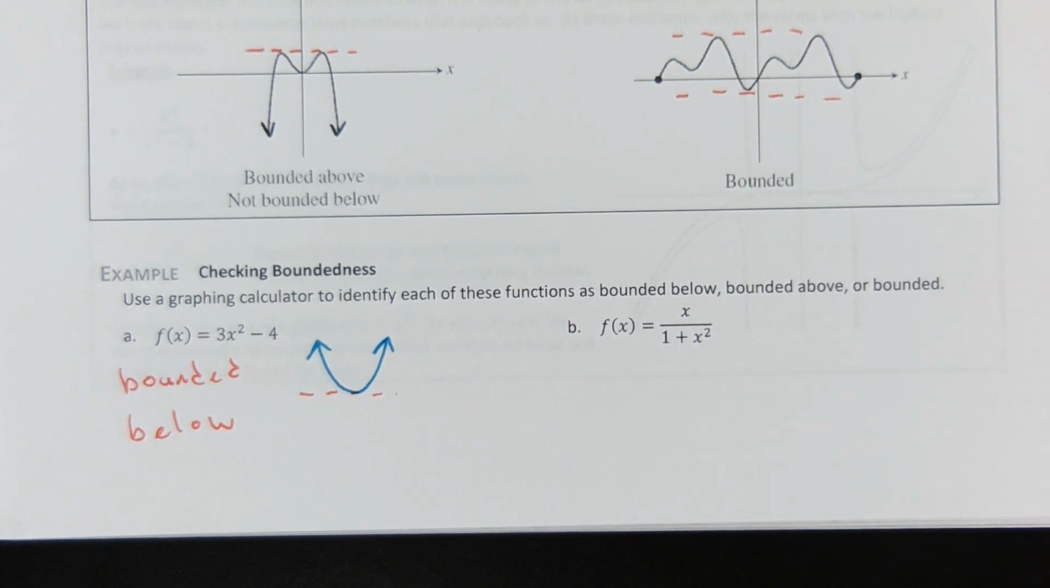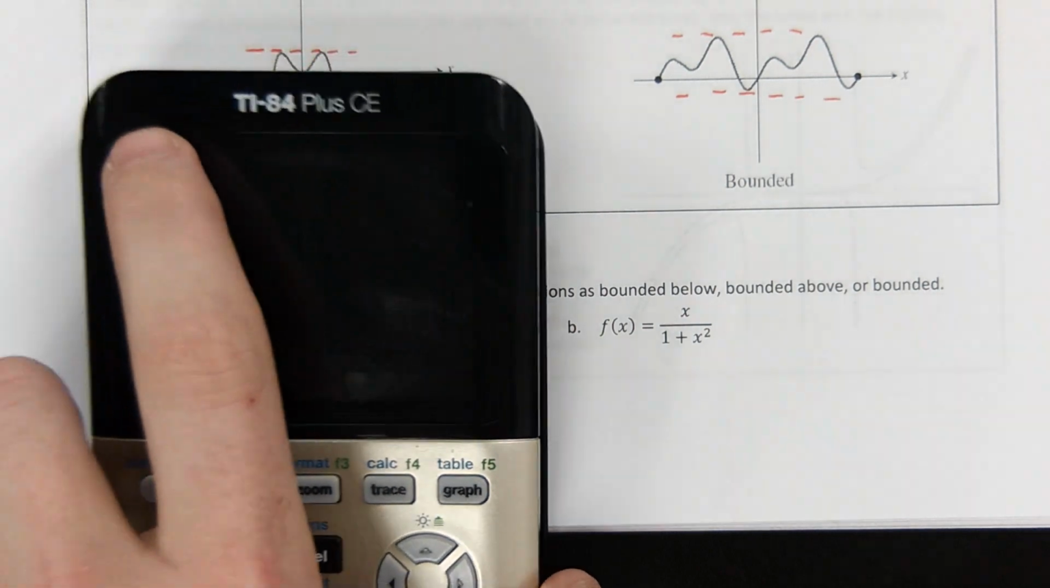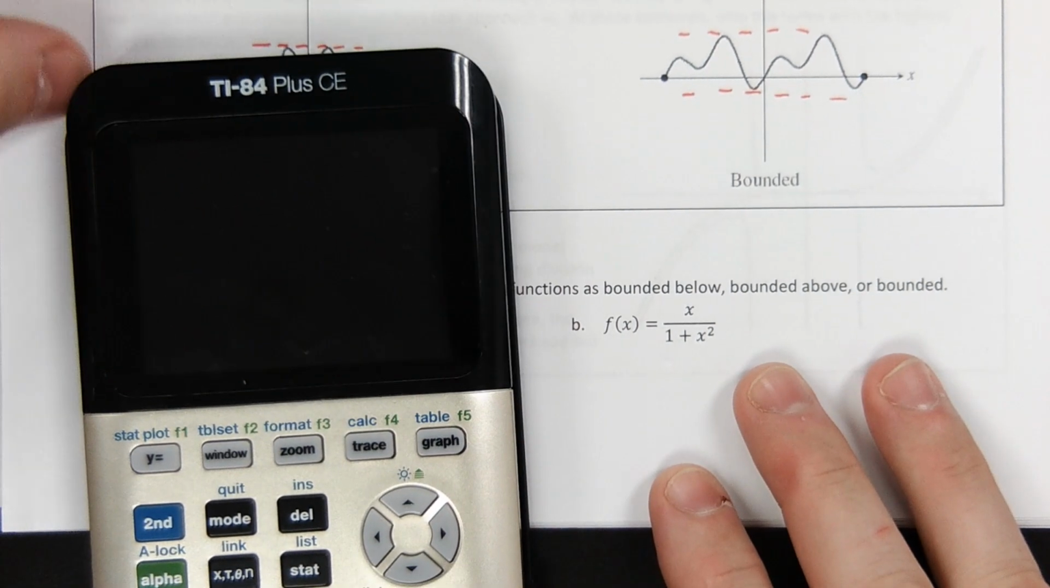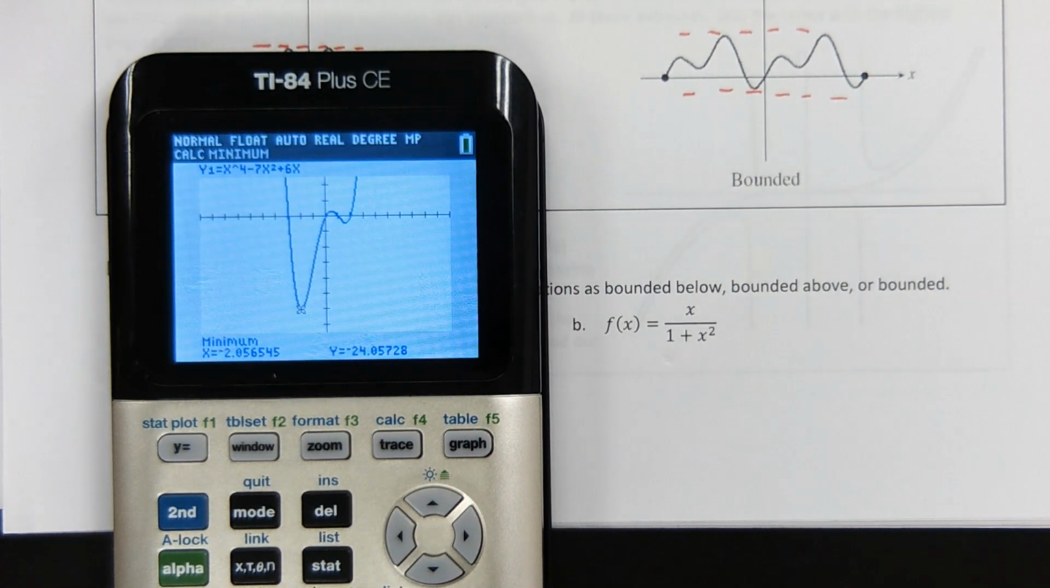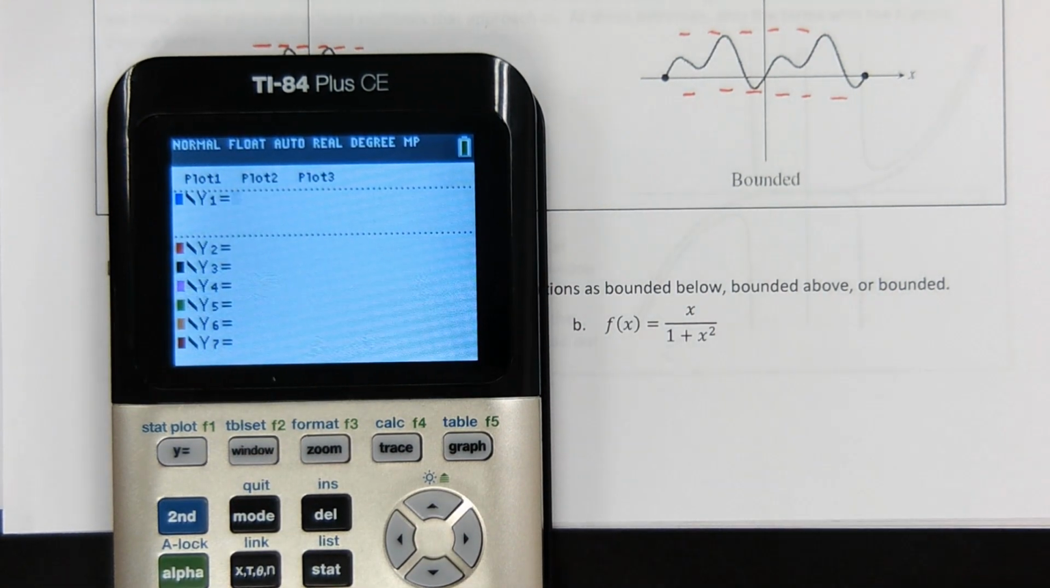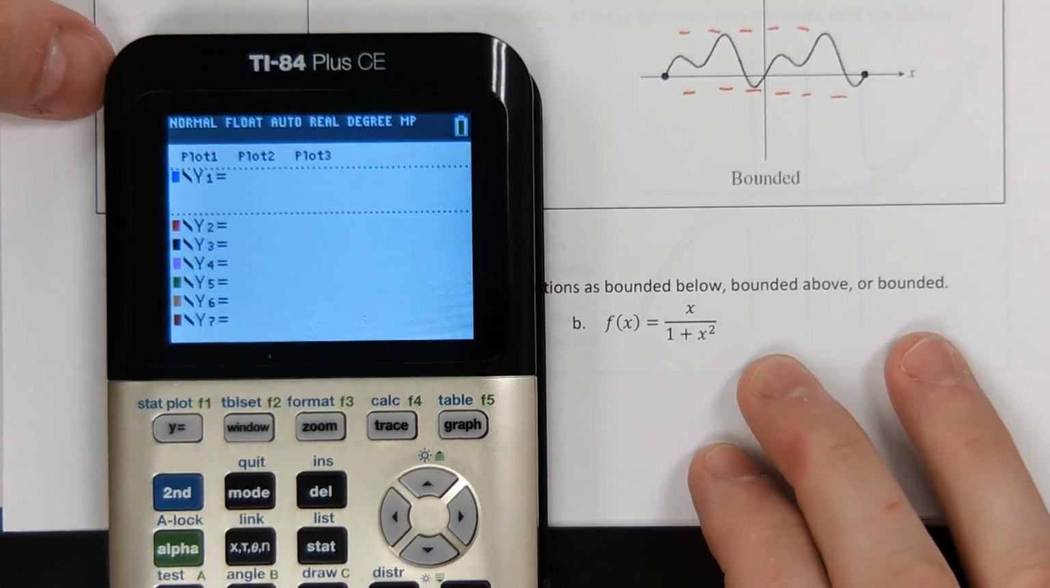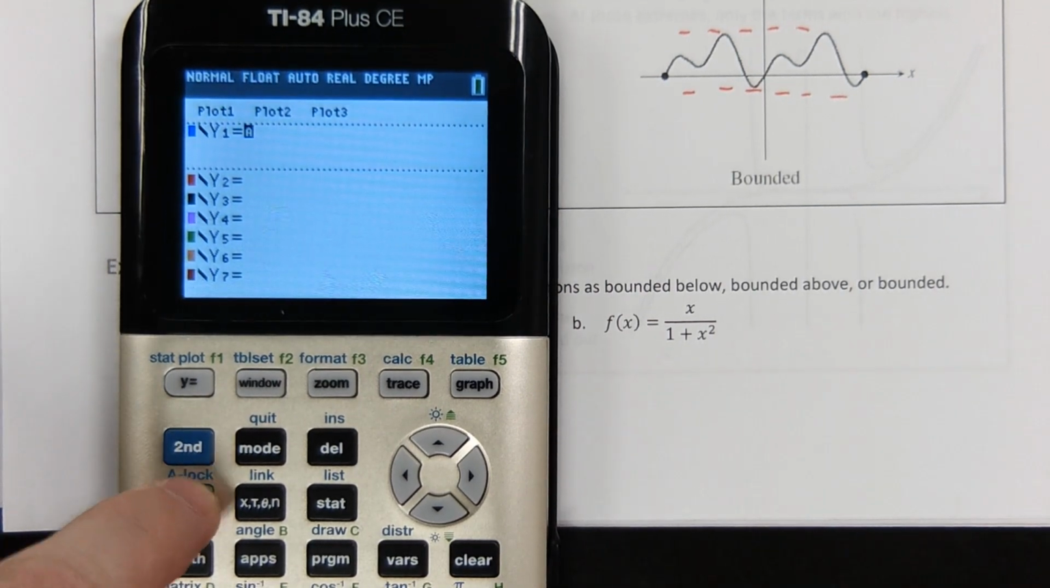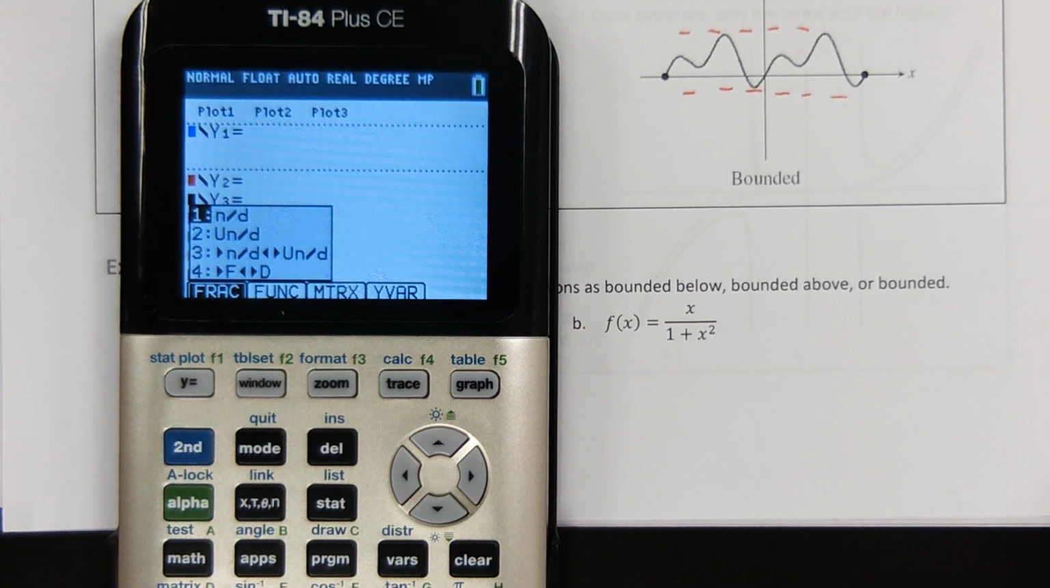Now for part B, unless you are a power nerd like myself, I don't expect you to know what that graph looks like. So this one we will use graphing technology. That's not this graph. Just reminding you where your shortcuts are. Alpha, y equals, will get you to your stacked fraction.